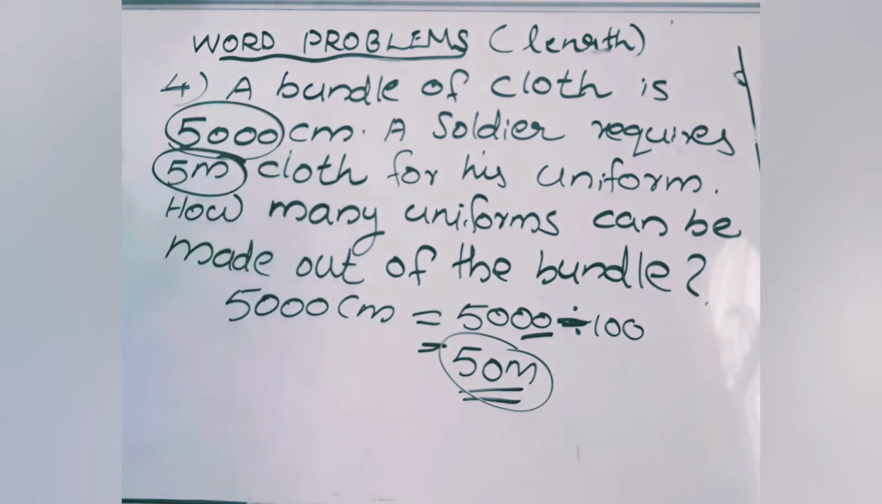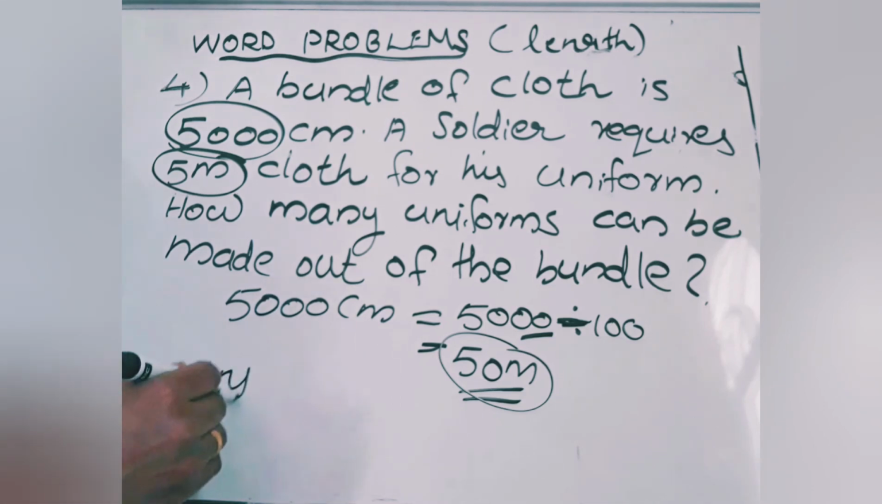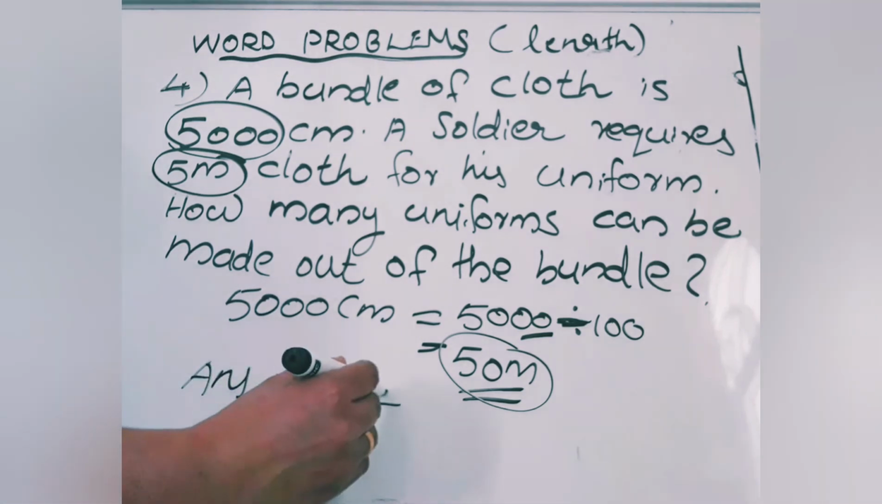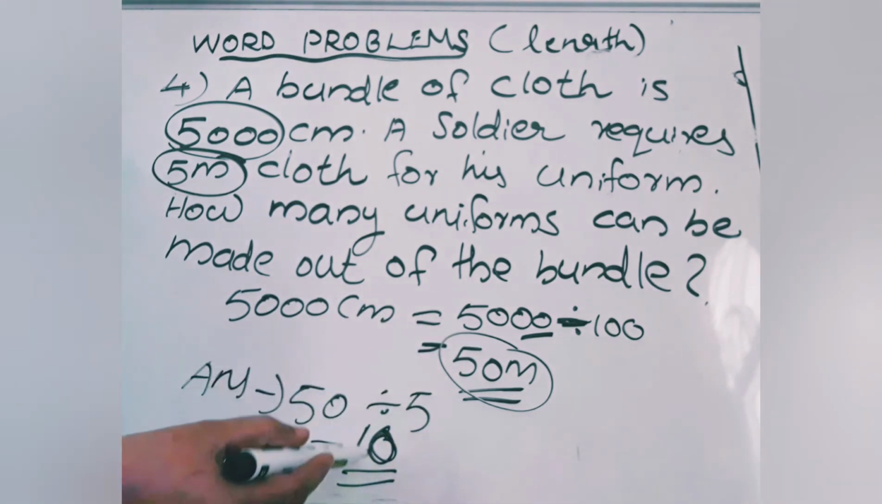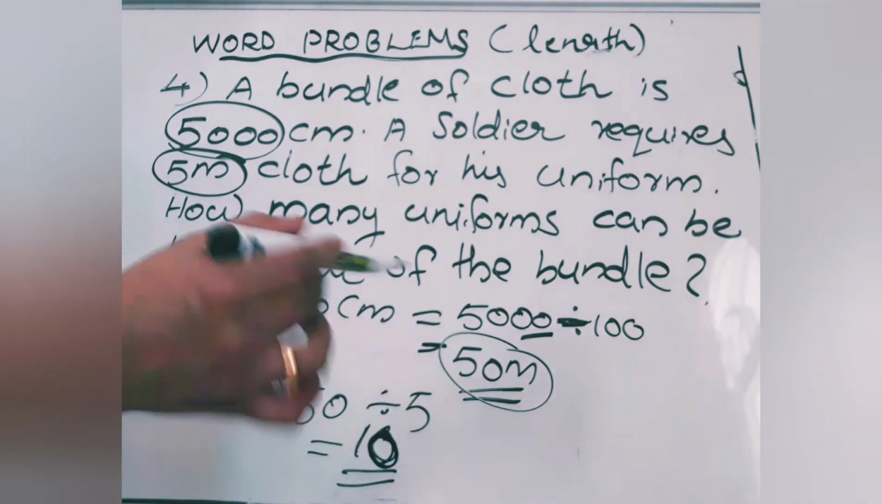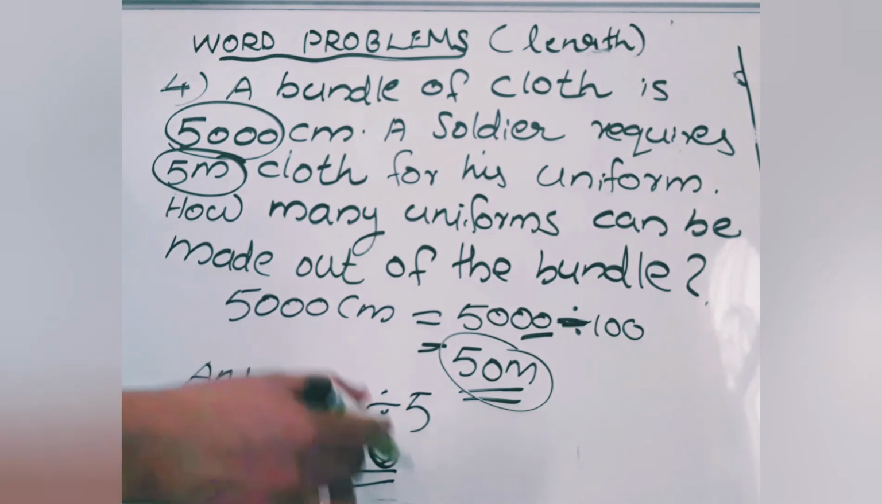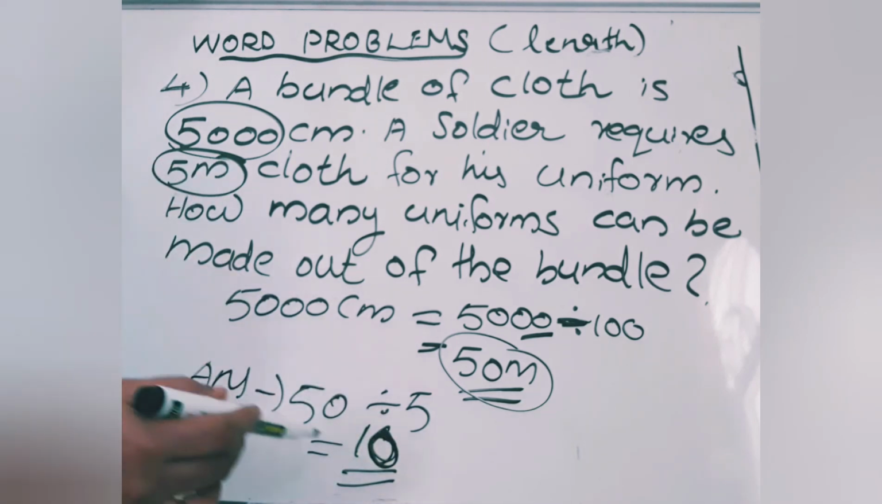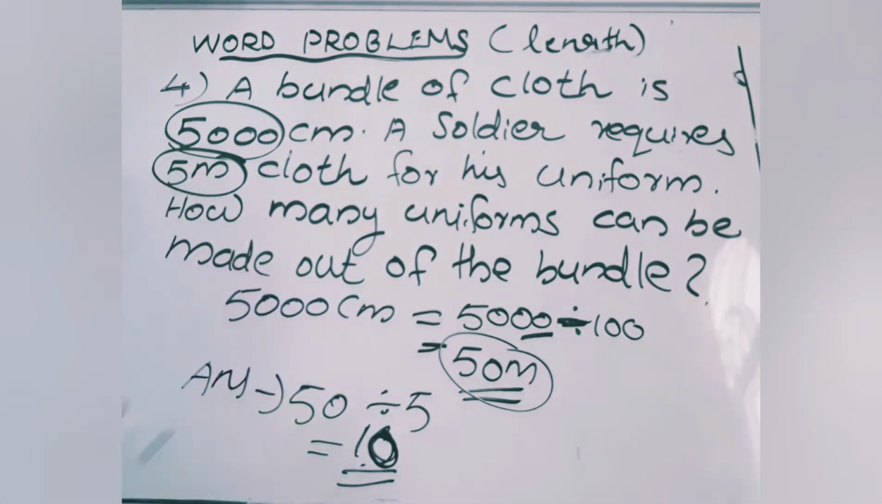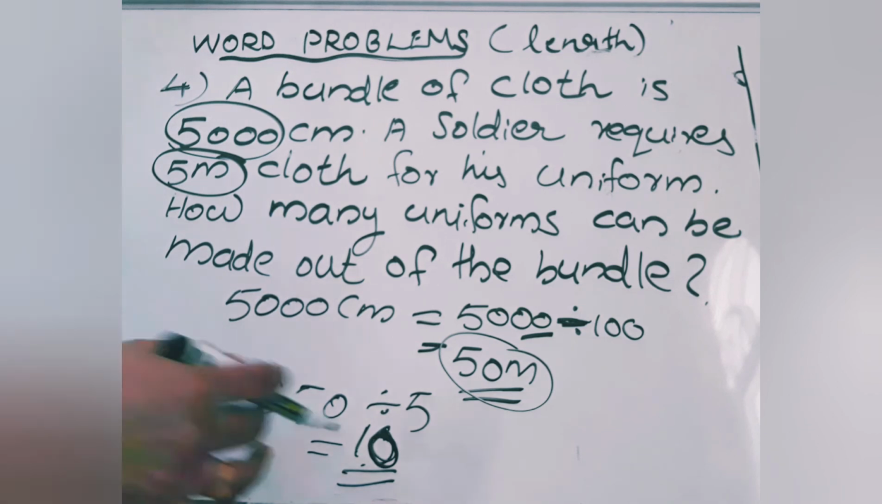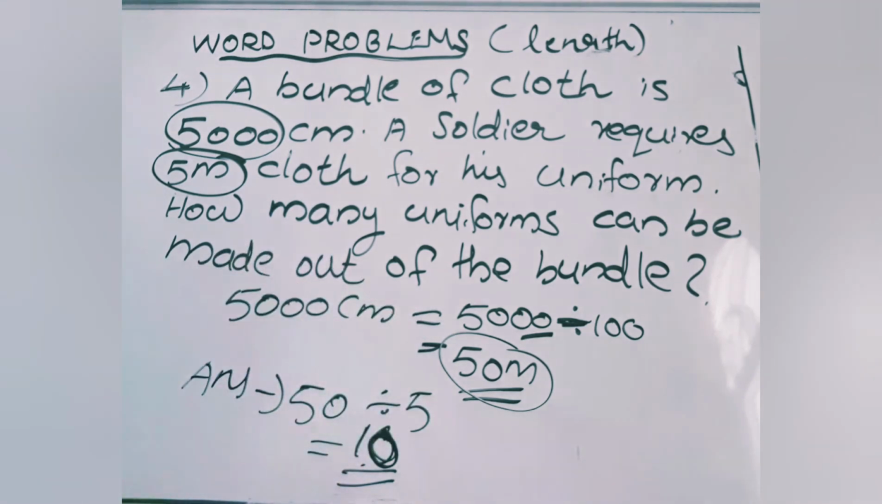One is in centimeter, one is in meter. That is not allowed. That is why we converted this one into meter. So the answer is 50 divided by 5 is equal to 10. 10 uniforms can be made out of 50 meter cloth. That means, at equal length, how many? 10 uniforms, and each uniform's length is 5 meter. 10 into 5 is 50, right? Multiplication and division are opposite operations. So 10 can be made out of 50 meter cloth.